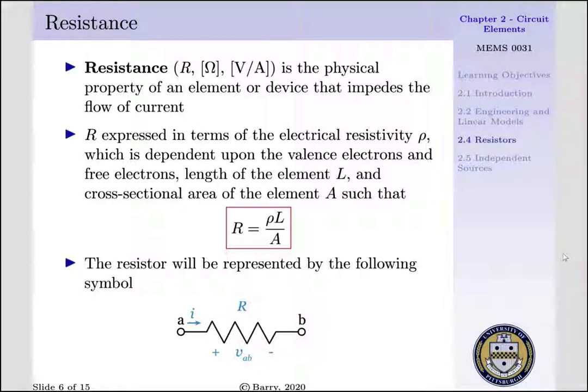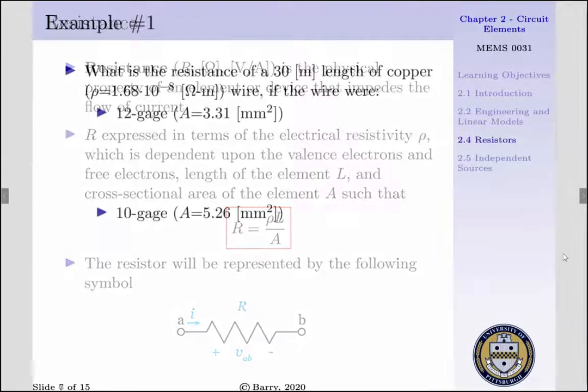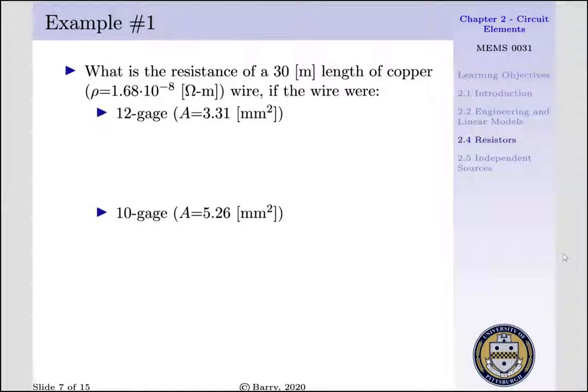And a resistor will be represented by the following symbol. Our resistor looks like a sawtooth pattern, where it's connected to two nodes A and B, and we have a voltage potential across the resistor that is consistent with our passive sign convention. Now, let us look at the calculation of resistance.